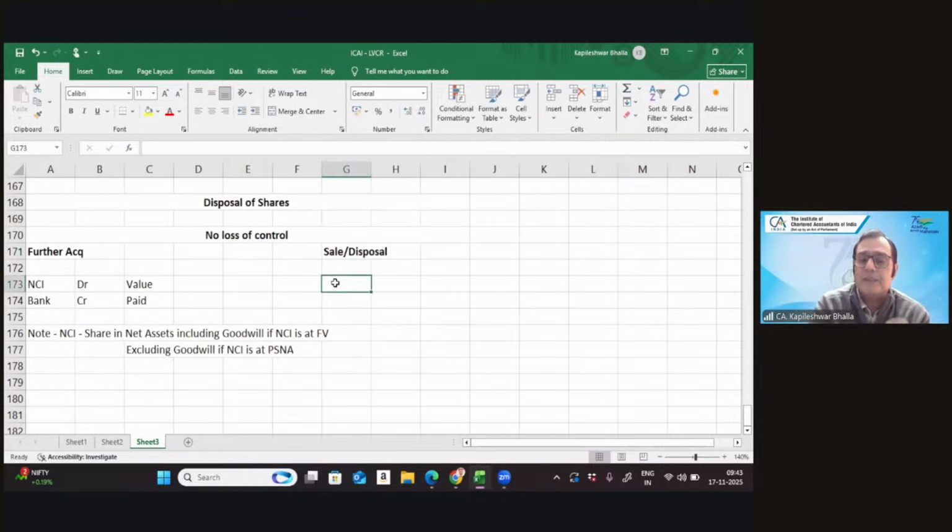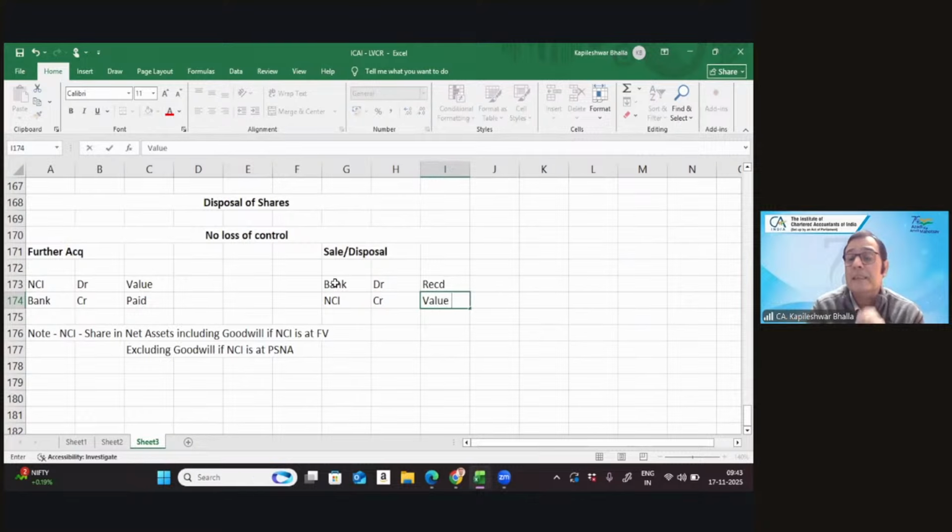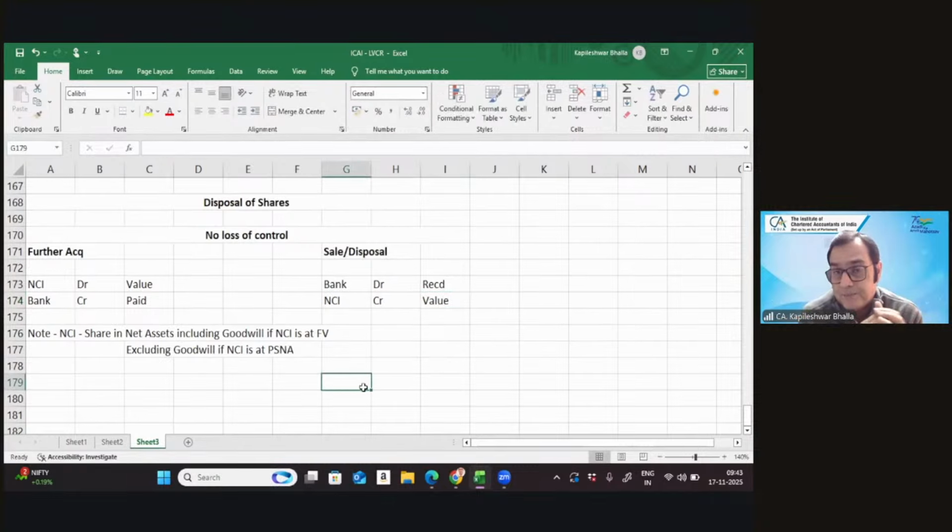And let's see the entry here. Can I say this is going to be bank debit, with the amount which is received, and the NCI gets a credit, and that's again with the value of the NCI. The same note is equally applicable in this case as well.